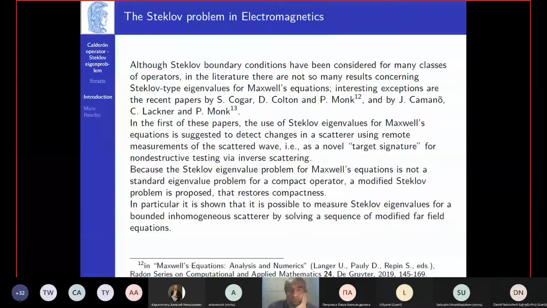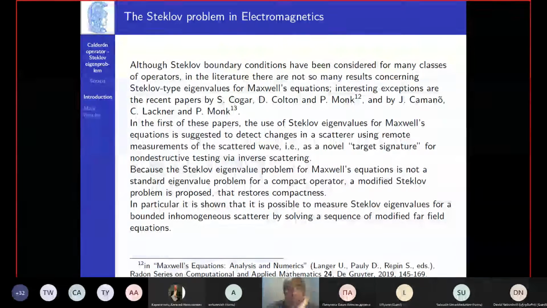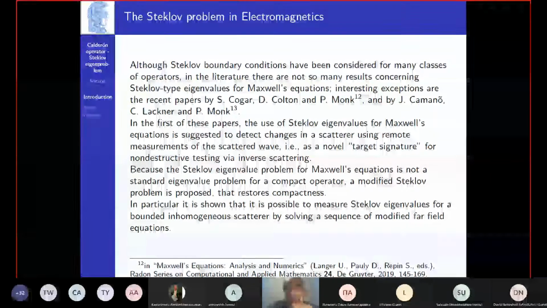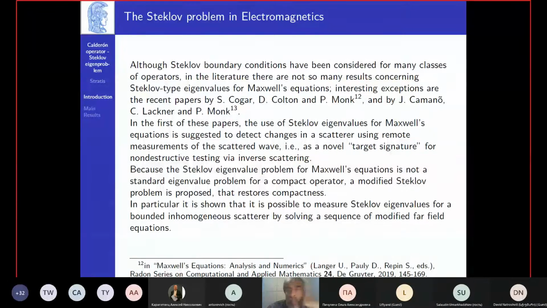In the first paper, they use the Steklov eigenvalues. By the way, they spell Steklov not with a V at the end, but with a double F. In the first of these papers, they use the Steklov eigenvalues to detect changes in the scatterer. It is a typical scattering problem. In fact, they use the eigenvalues as a completely new, novel type of target signature for non-destructive testing via inverse scattering.